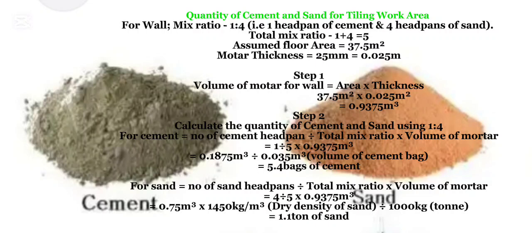For sand now, it has a formula too, which says number of sand earth-pans divided by total mix ratio multiplied by volume of mortar, and upon inputting our figures into the formula, all we will have is 0.75 cubic meter. So converting to tons, all we will do is multiply it by the dry density of sand, which is 1450 kg per cubic meter, and divide it by 1000 kg per ton. After doing this, all we have is 1.1 tons of sand needed for this particular work area for wall tiling.